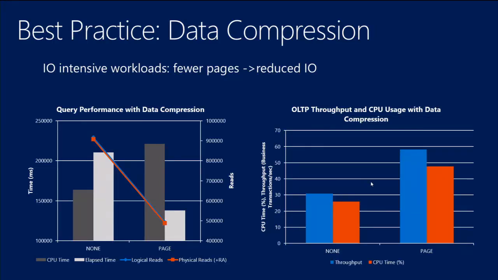Similarly, with an OLTP workload, here we're measuring throughput and CPU time. The throughput went up from about 30 business transactions per second up to 60. CPU time increased, but not by about 50%. Obviously, if you had a CPU-intensive workload, you probably don't want to do this. But for I/O-intensive workloads, generally, it's a really good idea. Of course, do that testing, use those test tools and actually measure this and determine if it's worthwhile. It will help you with the actual storage transaction costs either way.